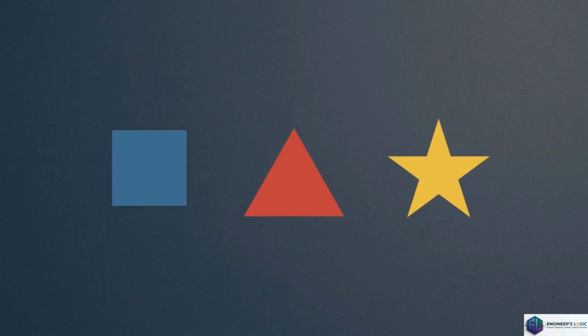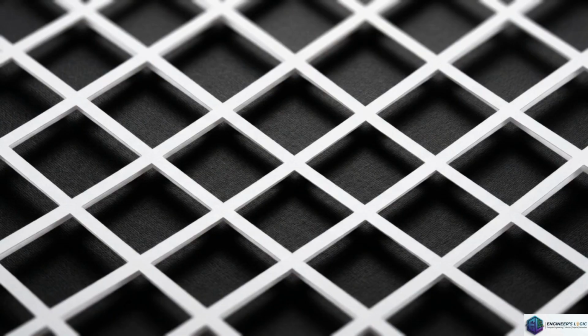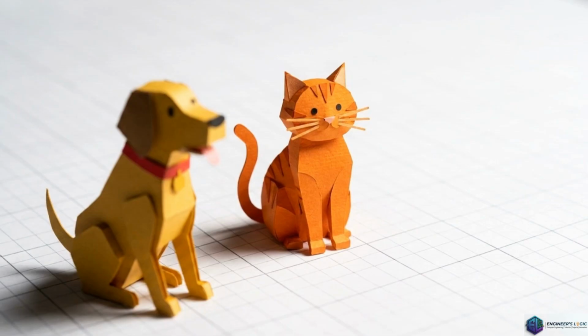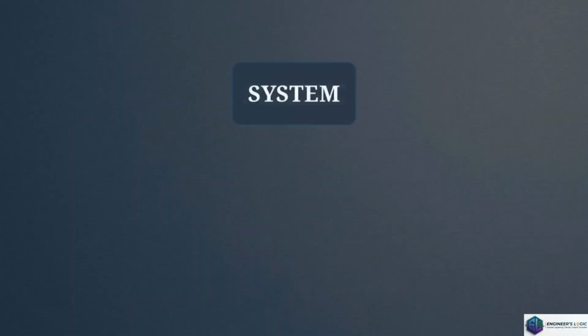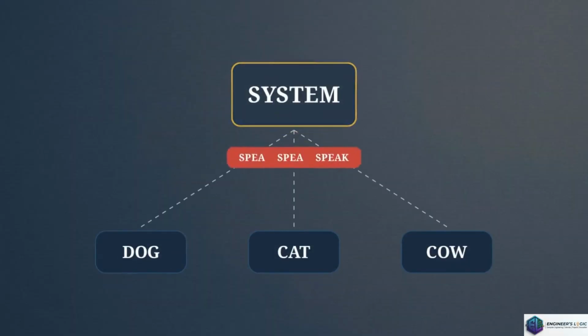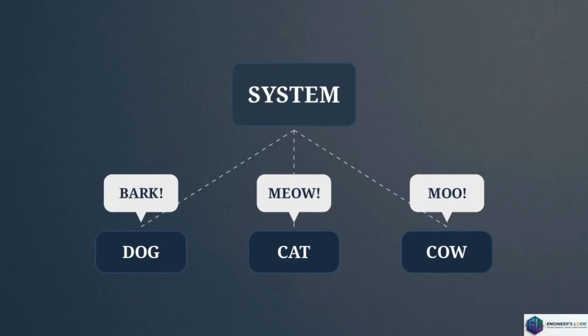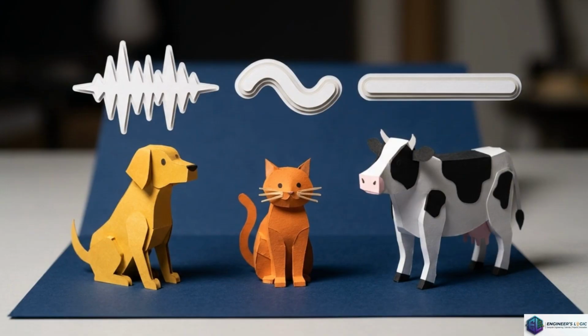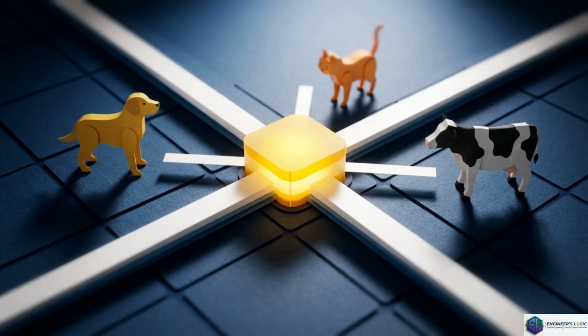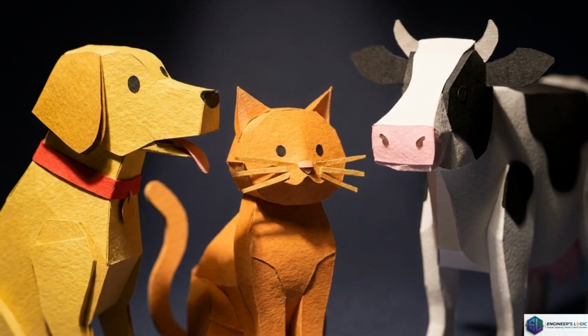The fourth and final pillar is polymorphism. The word translates to many forms, and it means a single command can trigger different behaviors. Imagine 3 different digital objects: a simulated dog, a simulated cat, and a simulated cow. If the system sends all 3 of them the exact same command to speak, the dog barks, the cat meows, and the cow moos. They understand the shared instruction, but execute it in a way aligning with their unique identity.